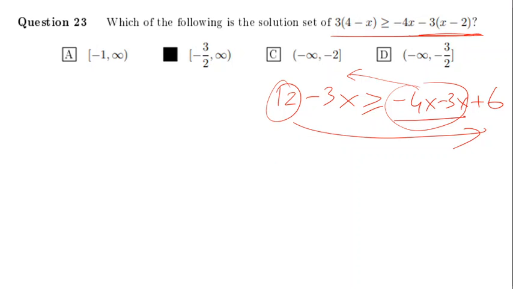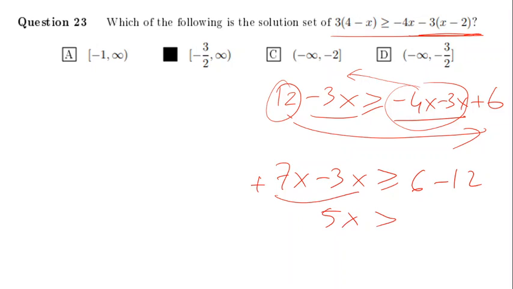Okay, negative 7x, it will be plus 7x here. And negative 3x, I can put it here. So 12 goes to the other side. And we have 4x bigger than or equal to minus 6.